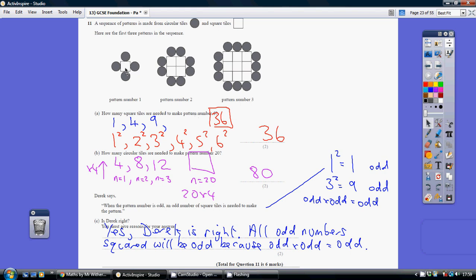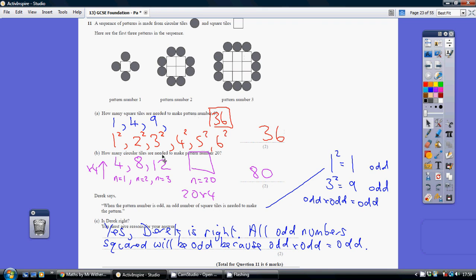We've gone from 1 to 4 to 9. Or, if you like, 1 squared to 2 squared, that's 2 by 2, to 3 squared, 3 by 3. So following that pattern, the fourth pattern would be 4 squared, fifth pattern 5 squared, sixth pattern 6 squared. 6 squared means 6 times 6, which is 36.